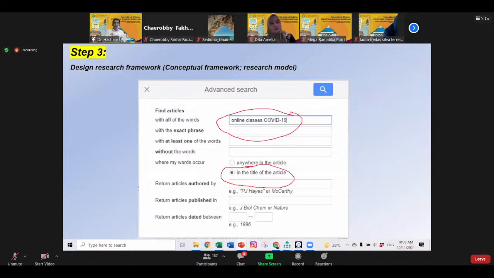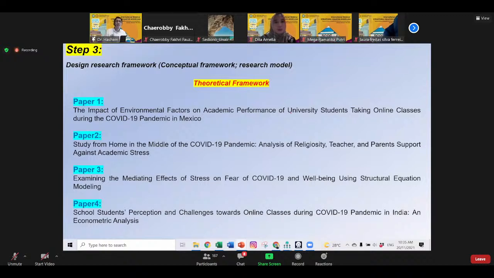And then I found 3, 4 papers totally related to this topic. For example, paper 1, paper 2, paper 3, and paper 4, on the impact of environment. So this is my theoretical framework. There are some variables and modeling inside these 4 papers related to online class, the pandemic, and academic performance, right?